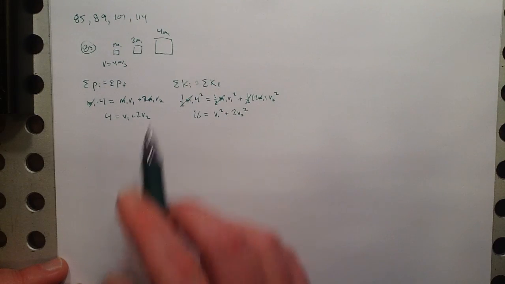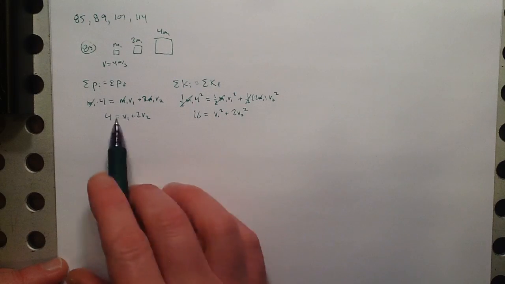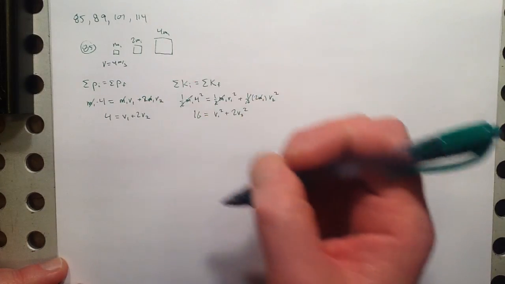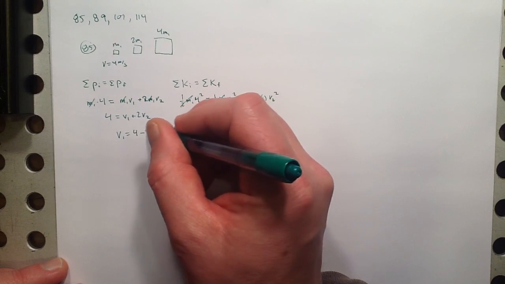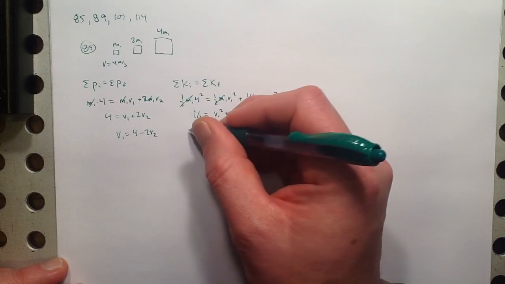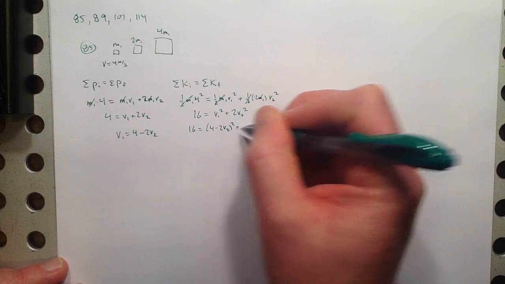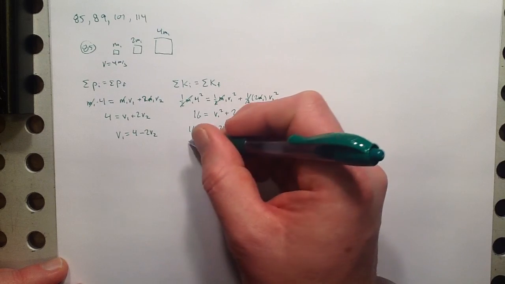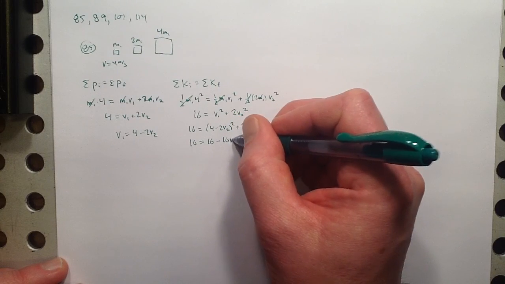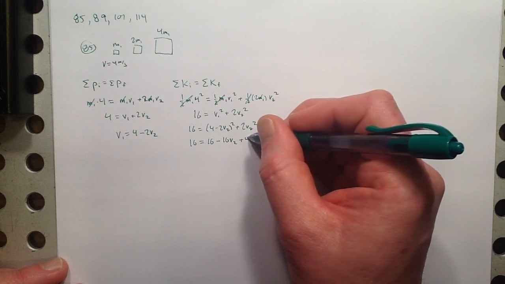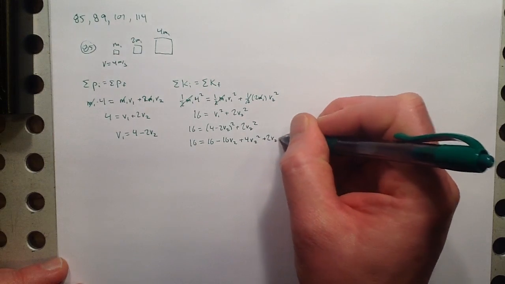And I'm interested in eventually finding the velocity of that block, so I need to find v2. I could find both, of course, because it's a system of equations. But I'm going to substitute out v1 here, so 16 is equal to (4 minus 2v2) squared plus 2v2 squared. I'm doing something called algebra here. You've heard of it, I'm sure.